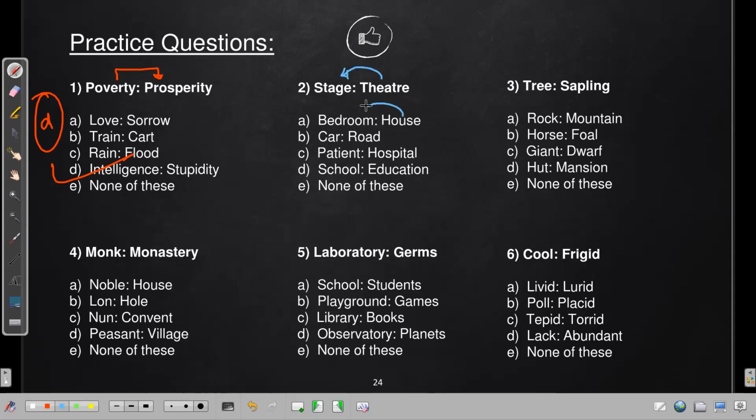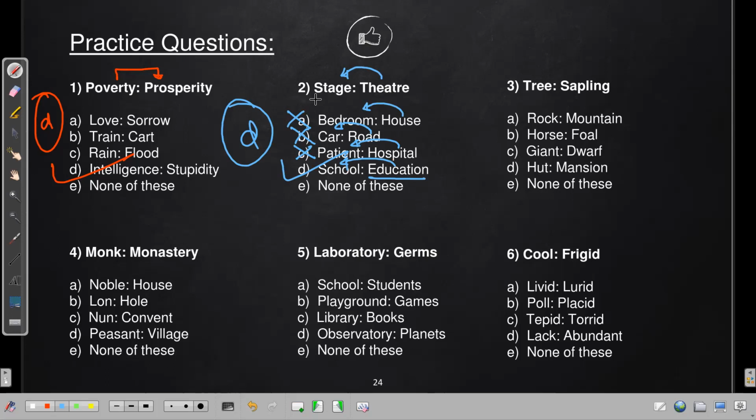Okay, does house take place at bedroom? No. Road takes place at car? No. Hospital takes place at patient? No. Education takes place at school? Oh yes. And therefore Delhi, a good one. So it all depends upon how you construct a sentence.